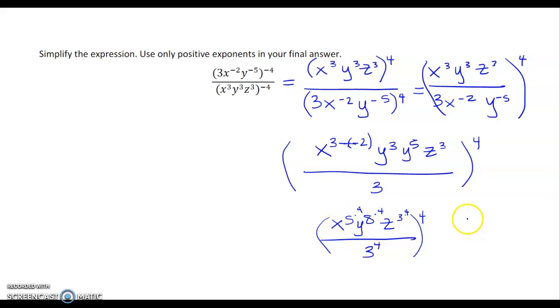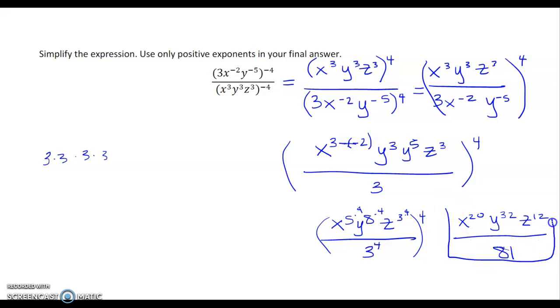So 5 times 4 will get x to the 20th, 8 times 4 will get y to the 32, 3 times 4 will get z to the 12th, and then 3 to the 4th power, well that's like 3 times 3 times 3 times 3. So remember, exponent is just saying repeat. Repeat that and multiply it by itself. So 3 times 3 is 9, times 3 is 27, times 3 is 81. So it'll all be over 81.